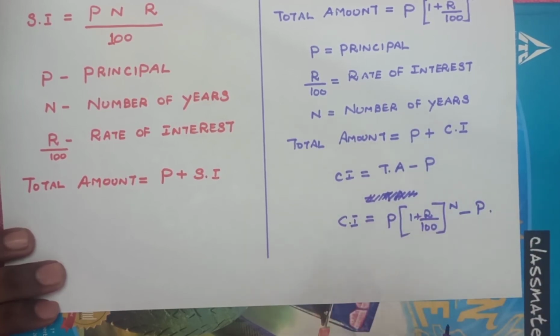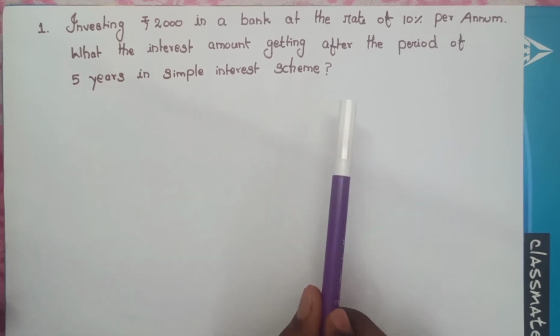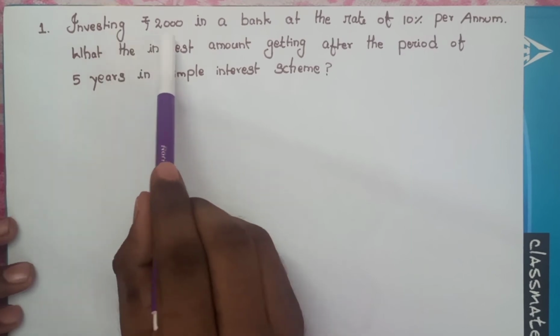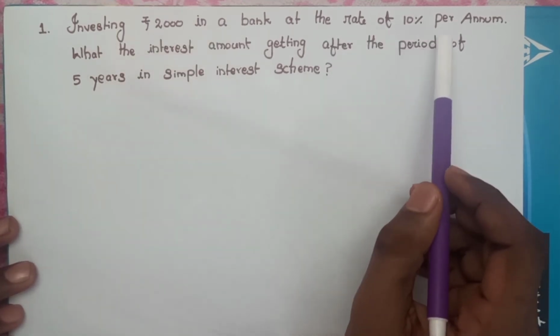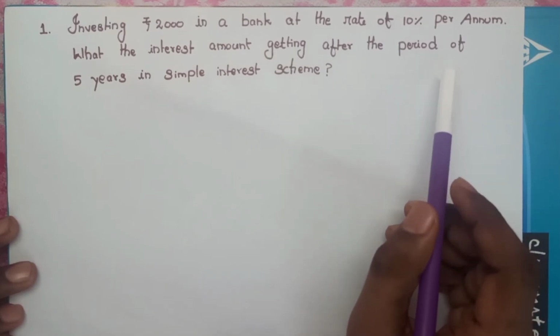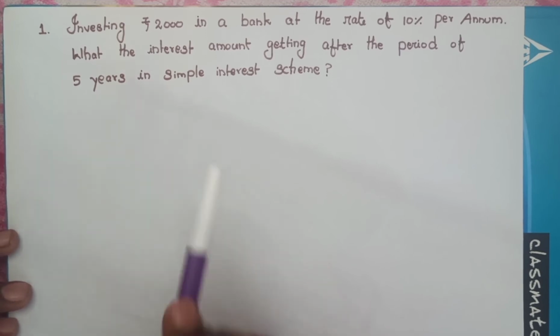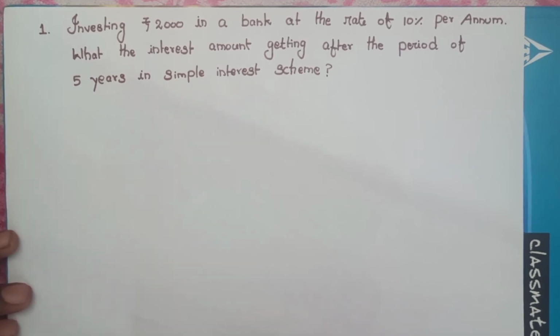I hope you understood. Let me start to solve the problems to make you understand this concept better. In the first question, let me solve one easiest simple interest problem. First, read the question, understand it well. Investing rupees 2000 in a bank at the rate of 10% per annum. What is the interest amount getting after the period of 5 years in simple interest scheme? What they ask is to find simple interest for a period of 5 years.